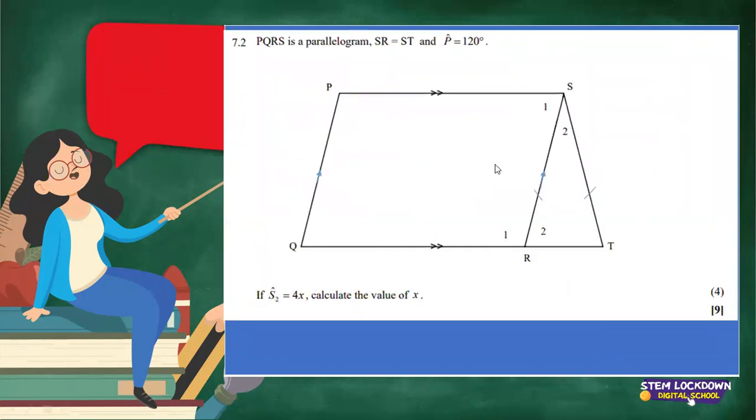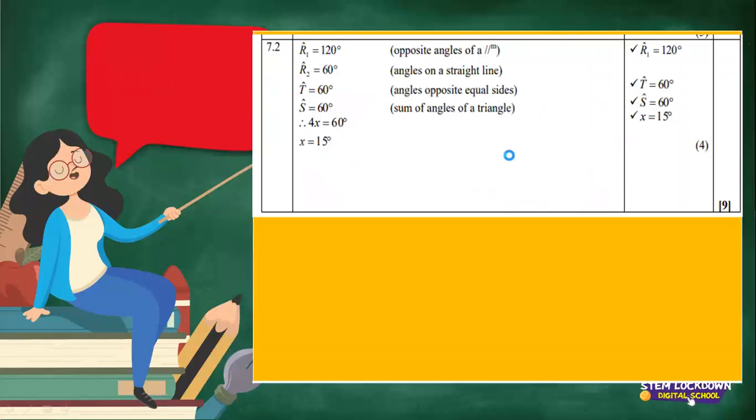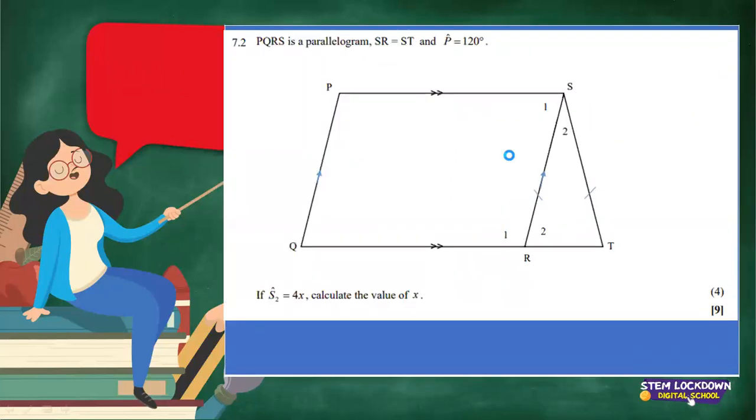Now let's see this one here. It says here that PQRS is a parallelogram. SR equals ST. So with this line, this tells us that XR equals XT. These two are equal. And angle P is 120, so this here is 120 degrees. If angle X2 is equal to 4x, calculate the value of x.